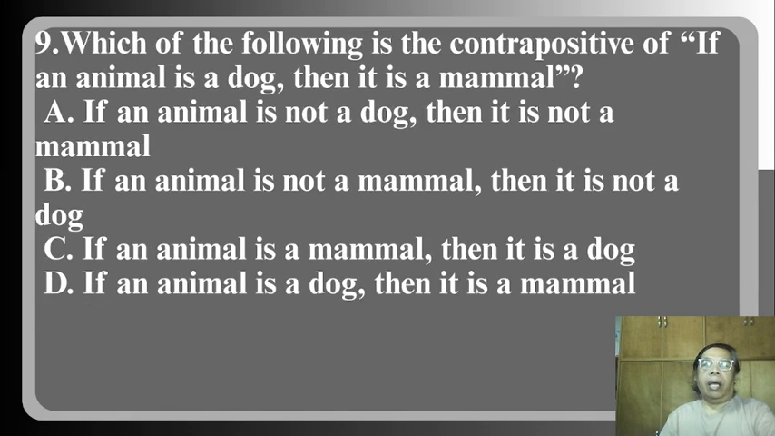Number 9. Which of the following is the contrapositive of "If an animal is a dog, then it is a mammal"? Letter A. If an animal is not a dog, then it is not a mammal. Letter B. If an animal is not a mammal, then it is not a dog.